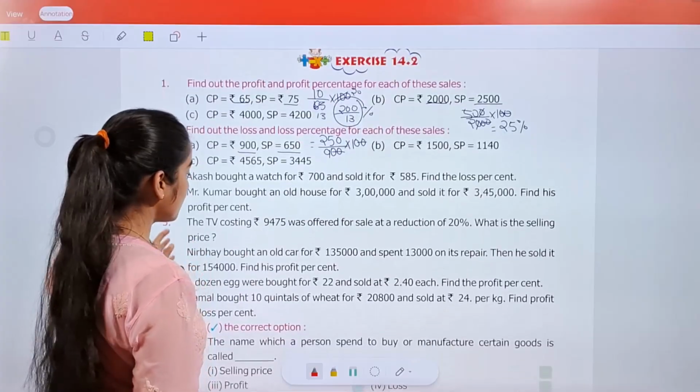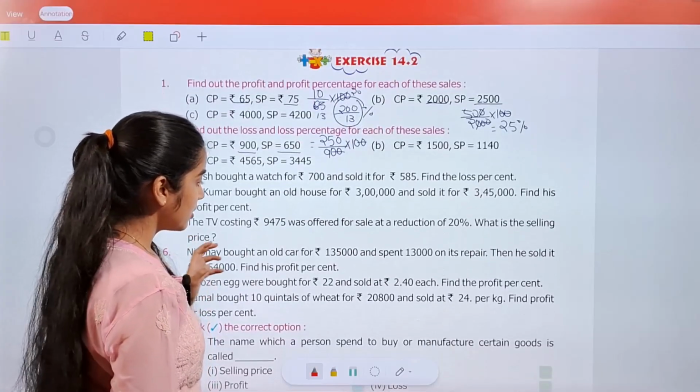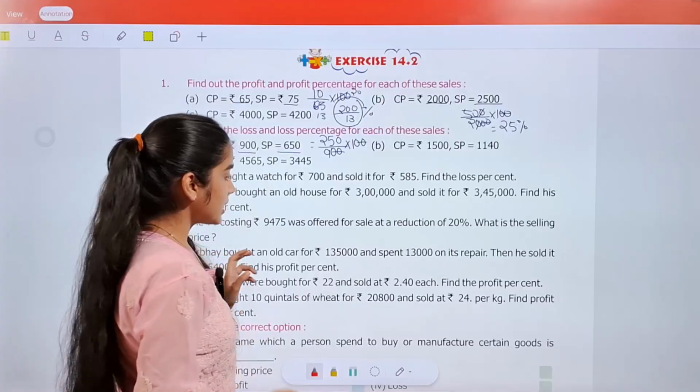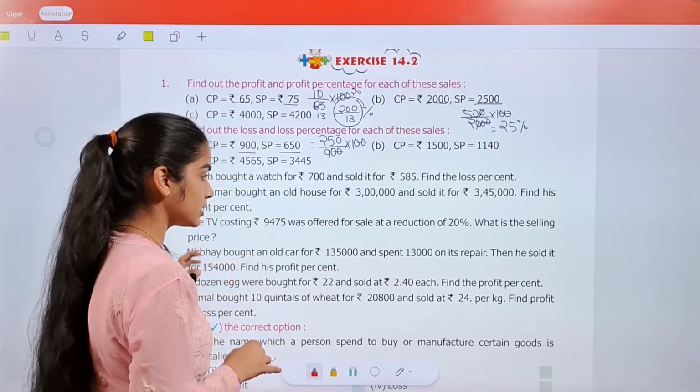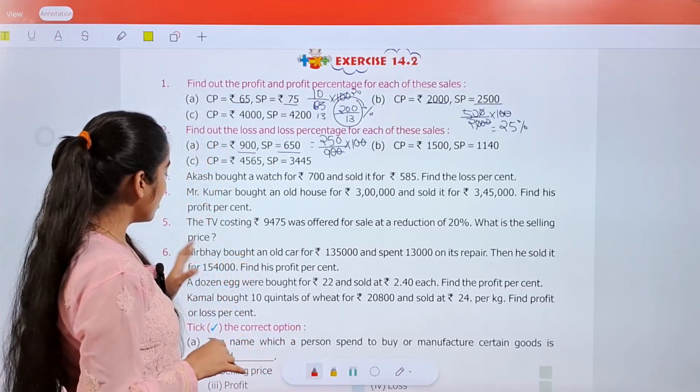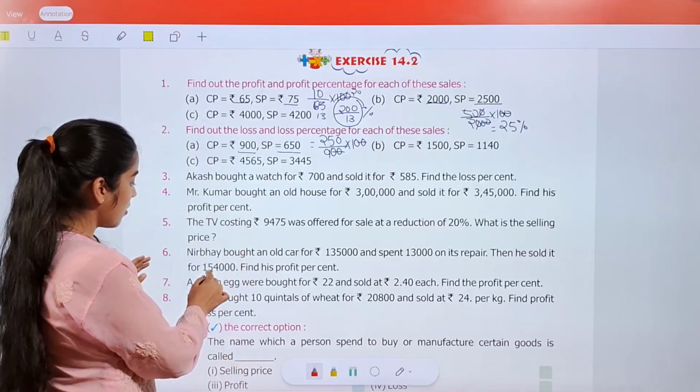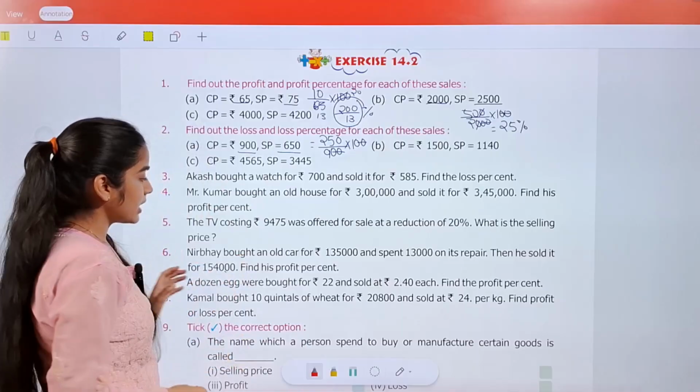Next we have: Nirve bought an old car for 1,35,000 and spent 13,000 on its repair. Then he sold it for 1,54,000. Find his profit percentage.